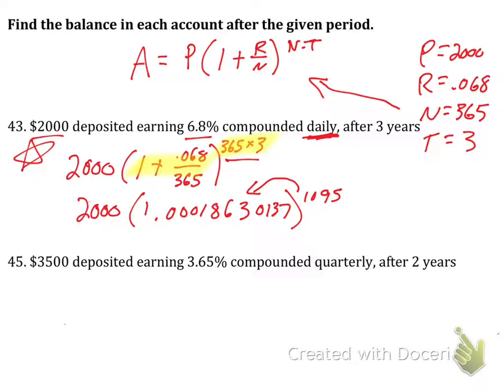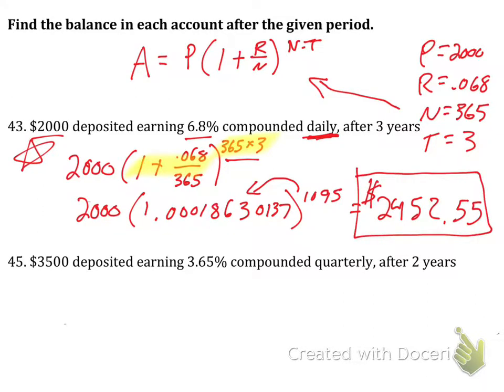And then that's going to give me my final answer of $2,452.55, and we got to round because it's money. Make sure we label it, and that's your final answer. So if you deposited $2,000 in this scenario and you earned 6.8%, compounded daily for 3 years, you would go from $2,000 to $2,452.55. So you would earn some money from compound interest.